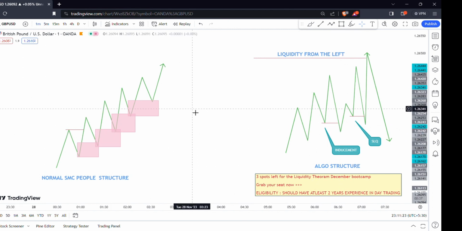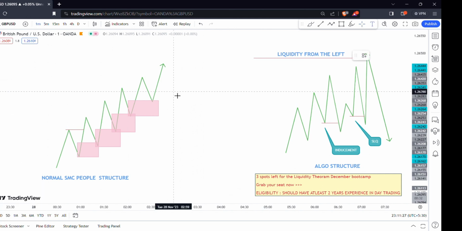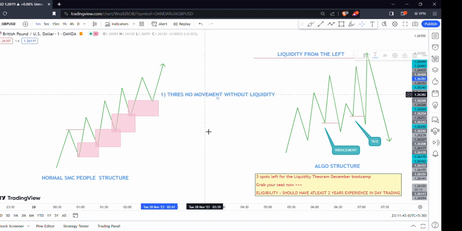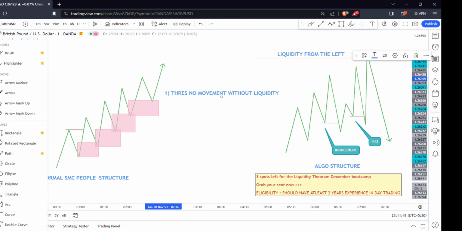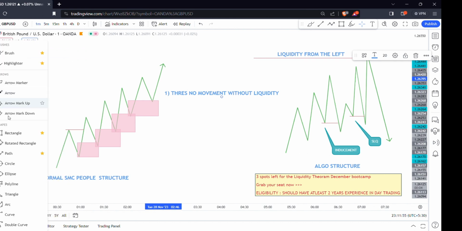So the first simple thing, there is no movement in the market without liquidity. This is the first lesson you should remember. There's no movement without liquidity. If the banks want to move the price upwards, they can't just move the price. They can't move the price because they need the opposite type of orders in order to execute.